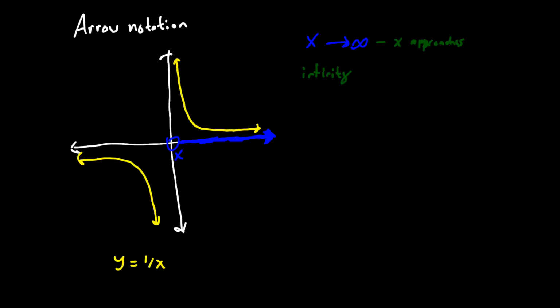And the other case again is as x approaches negative infinity. And what this means is we want our x values to grow unbounded again in the negative direction, or we want our x to decrease without any bound at all. This is denoted as the following. And an example of this phenomenon is shown on the graph in green.